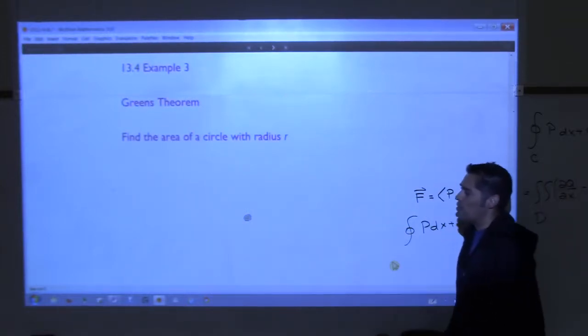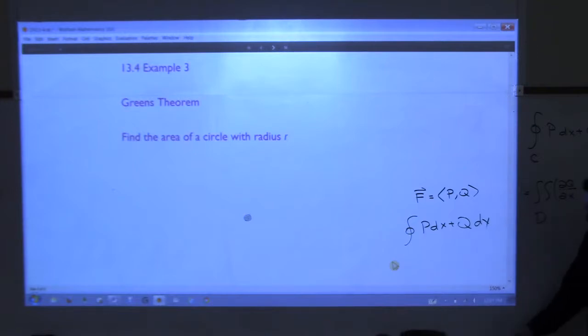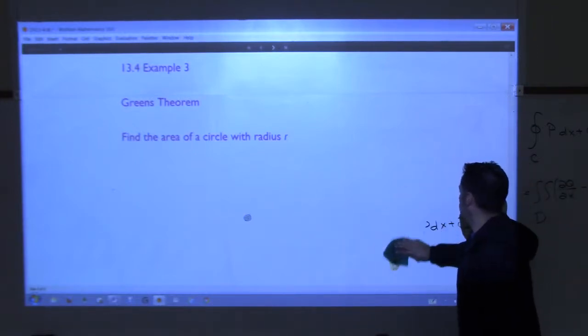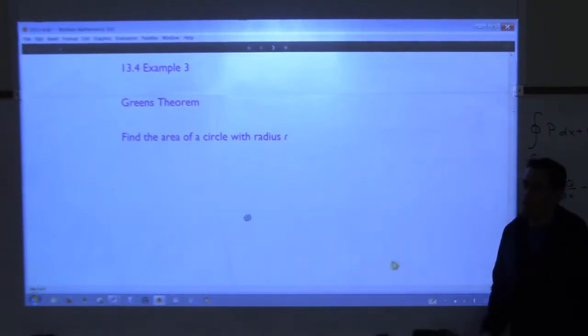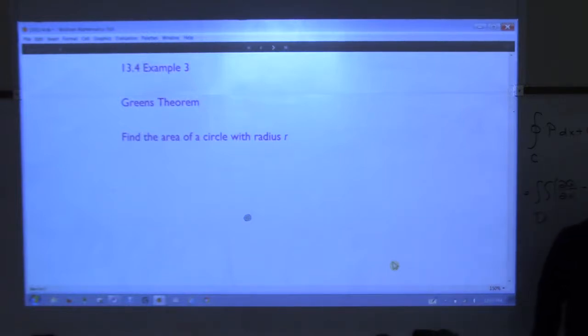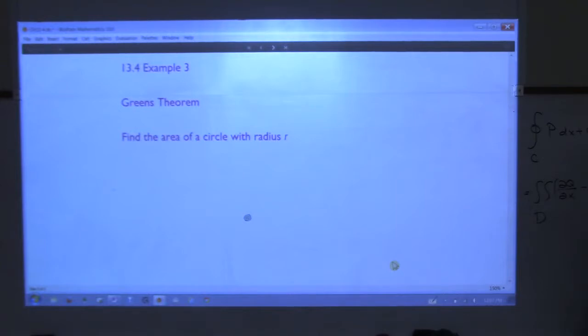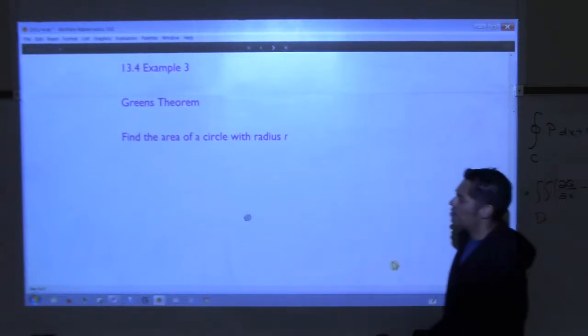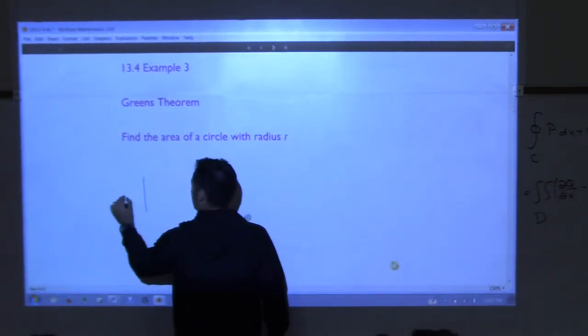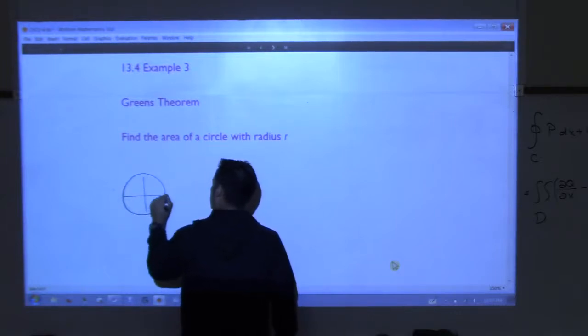Find the area of a circle with radius r. Okay, I did this in Cal 2, with my students, and then I've done it this semester, and we used polar coordinates. Do you remember that? We proved it with polar coordinates. It was pretty quick, too. But I want to use Green's theorem to do it. All right? So here's where we are. We are trying to find the area of a circle with radius r.